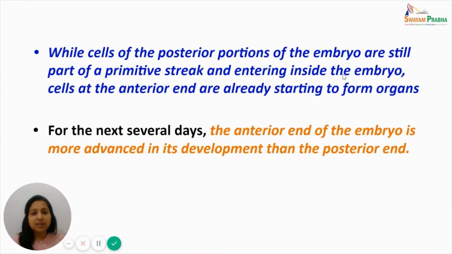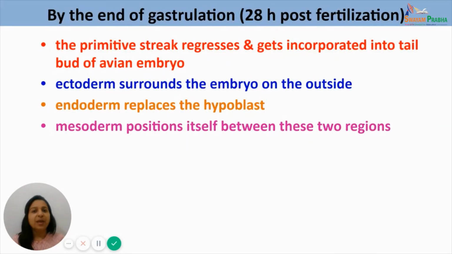So we can see as the primitive streak is regressing, the formation of the nervous system has already started to begin. So for the next several days, the anterior end of the embryo will be at a more advanced stage in its development as compared to the posterior end of the embryo. By the end of gastrulation, that is around 28 hours post-fertilization, the primitive streak has regressed and gets incorporated into the tail bud of the avian embryo.